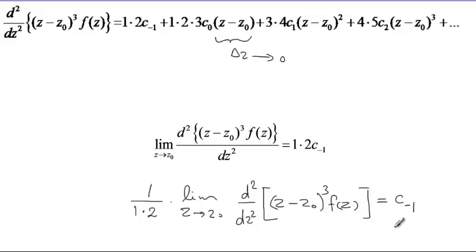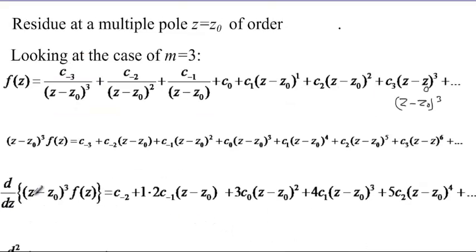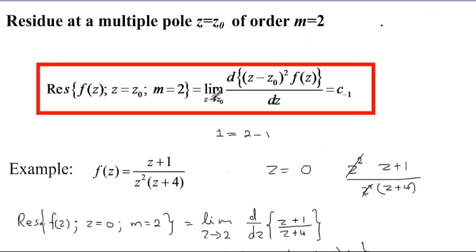Now, one thing which you should notice here is that the number of times we differentiated here is 2, and this 2 is actually equal to 3 minus 1. In the previous discussion for a simple pole, we noticed that we differentiated once and then we had a derivative of order 1, and again the 1 was equal to 2 minus 1, and there is no coefficient there, but if we want to be in agreement with what we've seen here, we can check that there is a coefficient here.